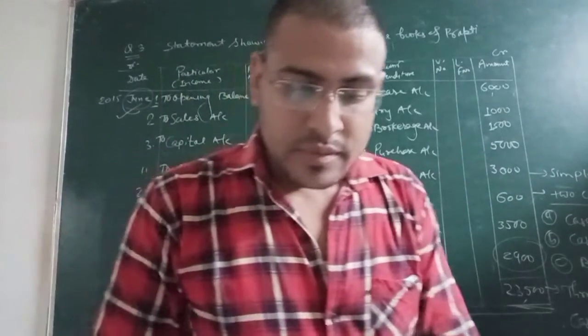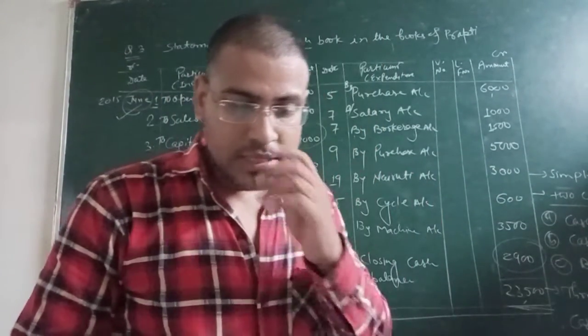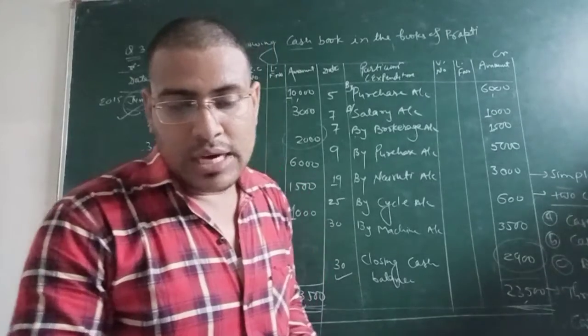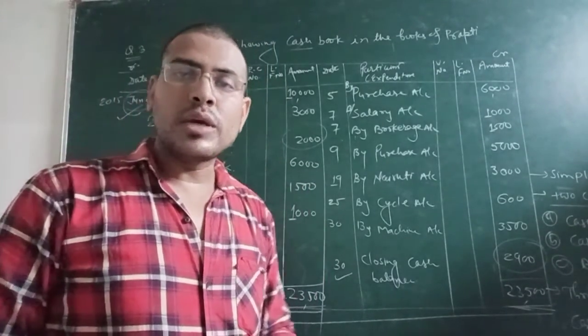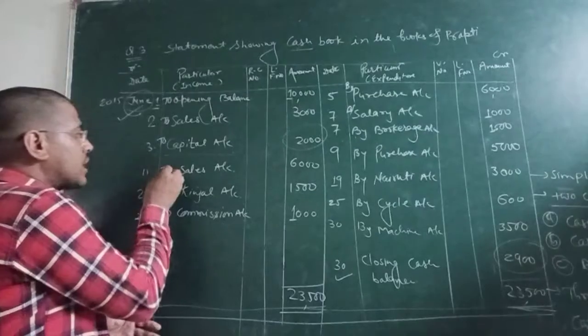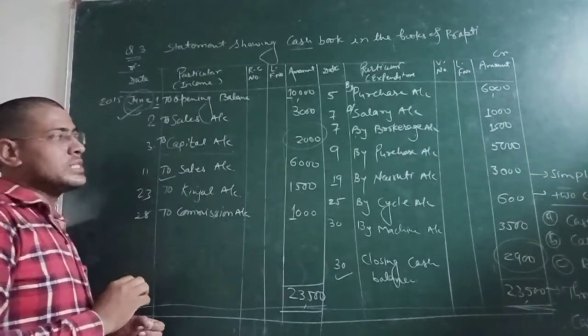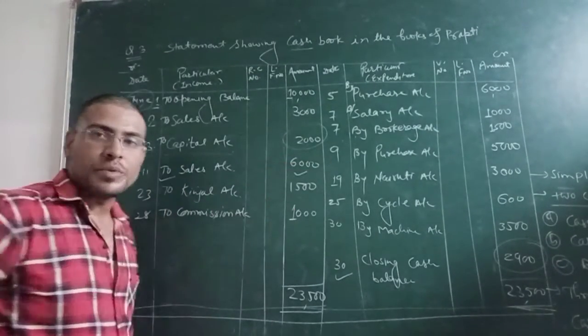Alright. Then the 11th number transaction you can see. Goods of 6,000 rupees sold to Mansi for cash. Okay. We are selling the goods right over here on date 11, to sales account, 6,000 rupees respectively.